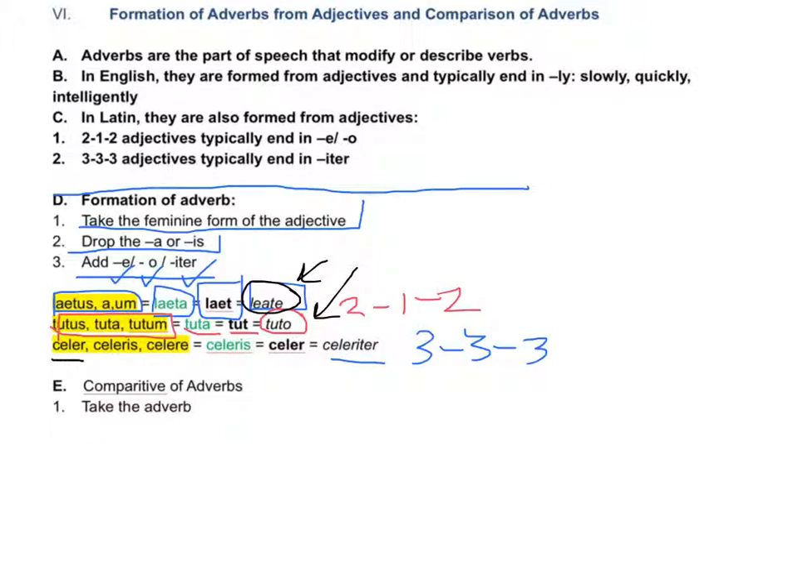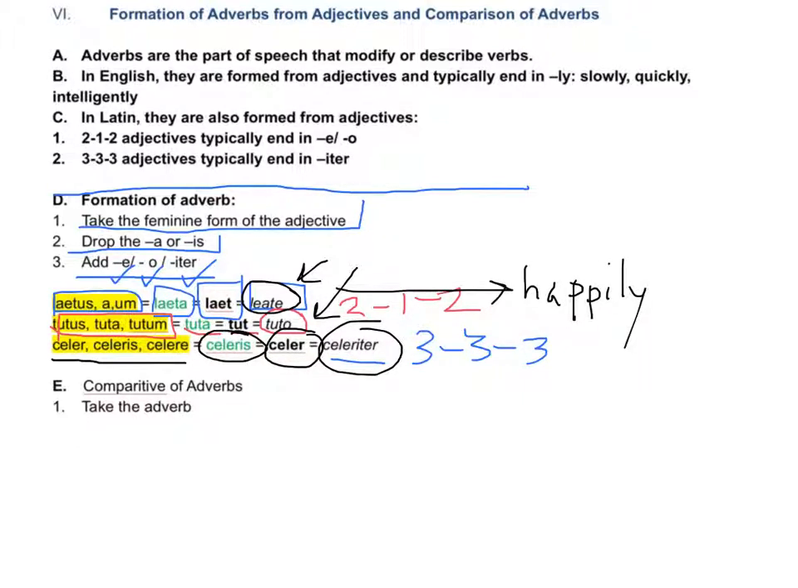And then third declension adjectives are easy. You take the feminine form, you drop the IS, and then you add ITER. So, for example, the first one means happily, lætē, that's the adverb for happy. The second one, tutō, means safely, and celeriter means quickly. You take the adjective happy and make it an ly word. You take the adjective safe and add the ly. You take the adjective quick and add the ly, and now you've got an adverb.